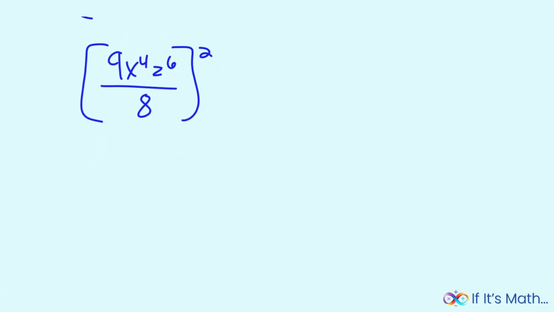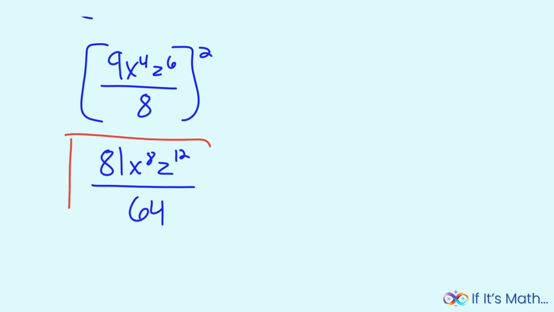So now last step. We're going to need to take this squared, square everything in the top, square everything in the bottom. So this will give me 81. 9 squared is 81. X to the 8th, because I'll do 4 times 2. Z to the 12th for 6 times 2, divided by 8 squared, which is 64. And there you go. You did it. So all that big thing at the top came down to 81, x to the 8th, z to the 12th divided by 64.